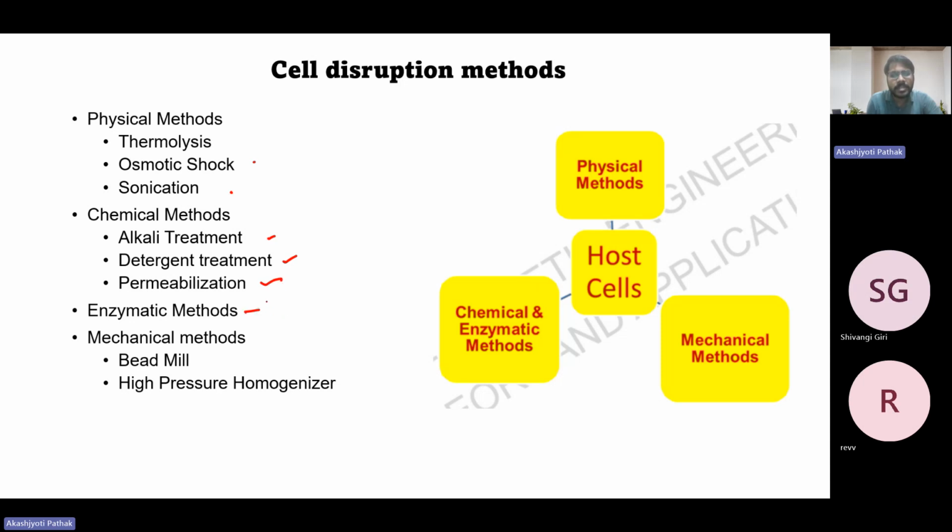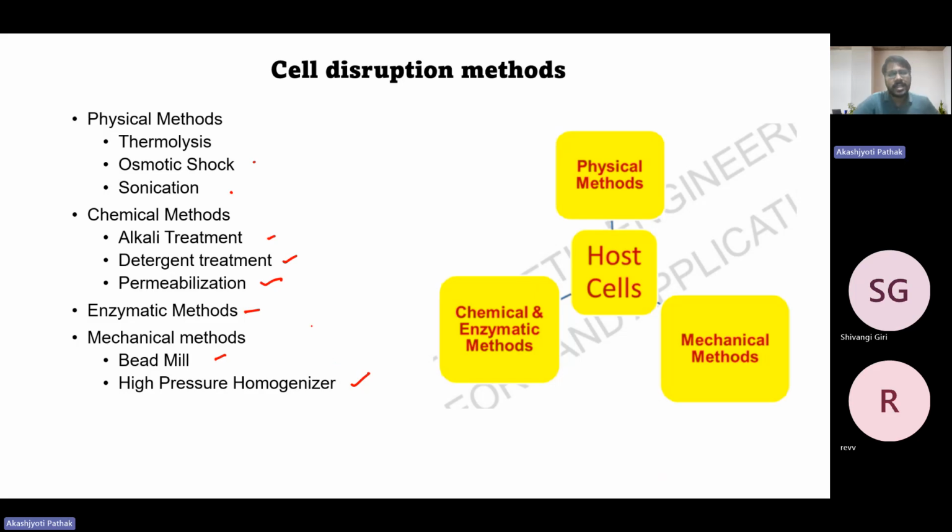Enzymatic methods means utilizing different enzymes to digest the cell wall. If it is a plant cell, we can use pectinase and cellulase; these enzymes can all be used. If it is a yeast cell, we can use chitinase. If it is a bacterial cell, we can use lysozyme. So these are the different enzymatic methods. And in mechanical methods, we learned about the bead mill and the high pressure homogenizer.